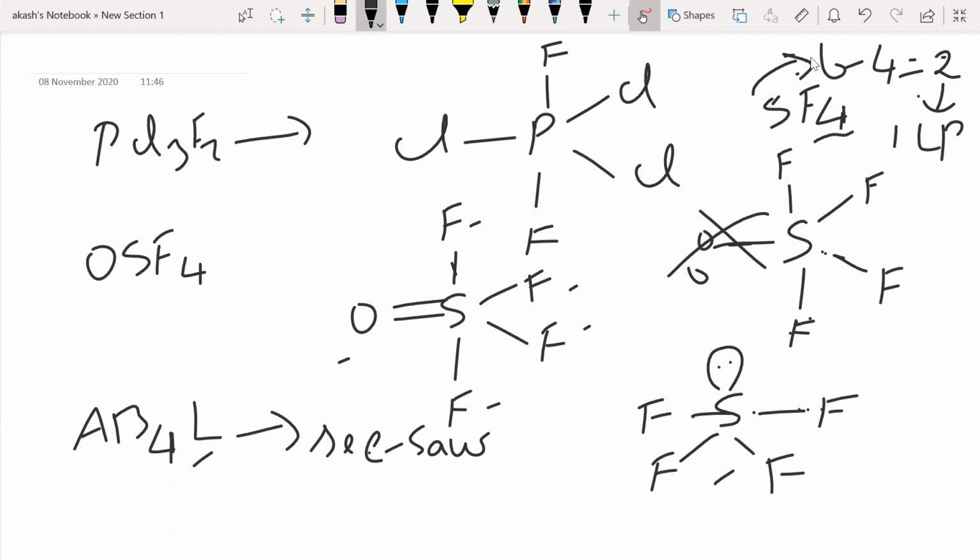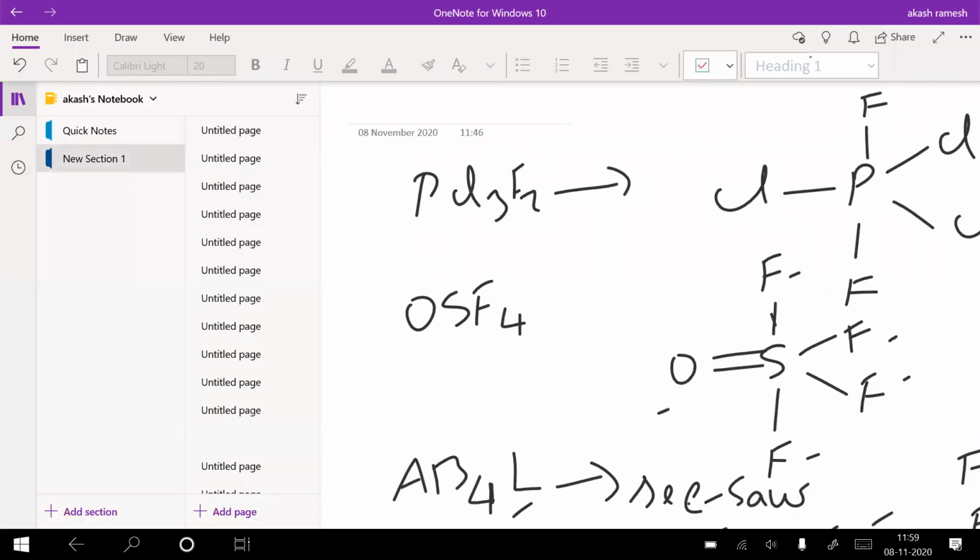And any other example you can think of? Xenon compounds, yes. So I think XeO2F2, will it work? Oxygen 4 will be gone. Yes, this will work. XeO2F2 will work, right? So if you want, we can just make a page.